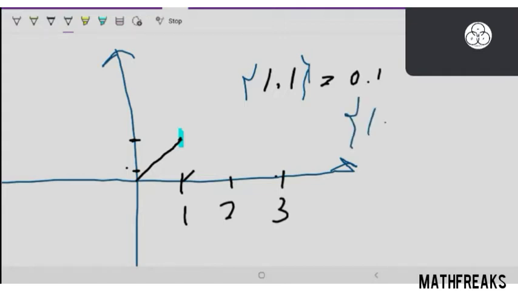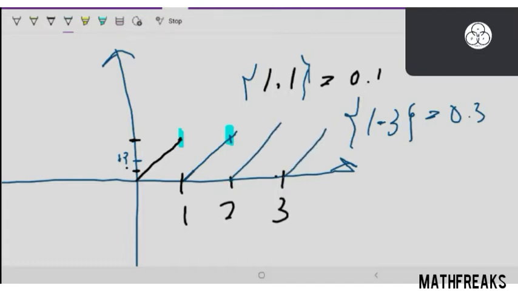And 1.3 will again give us some 0.3. Say somewhere here we'll get 0.3. So this will again be a straight line, discontinuous at this point. Then 2. From 2 also a similar scenario, from 3 also a similar scenario.